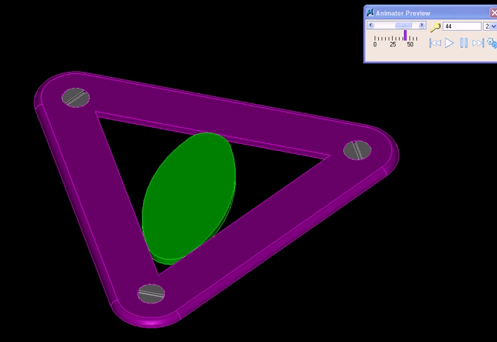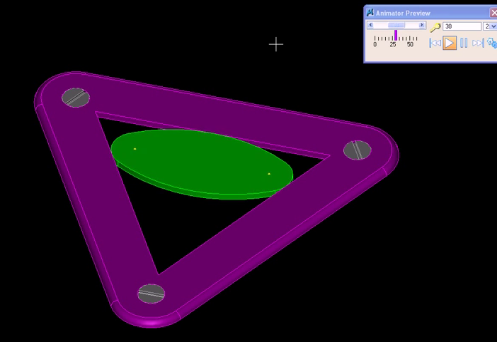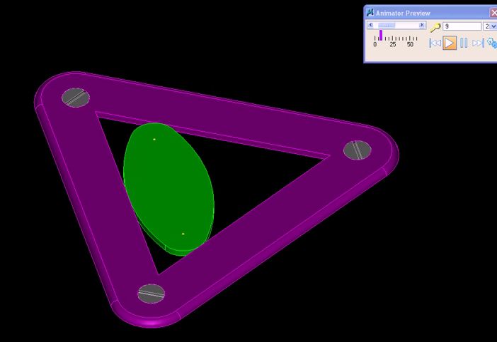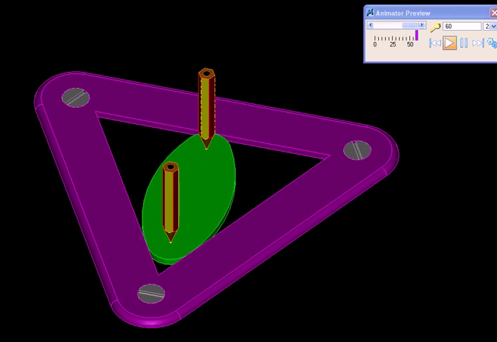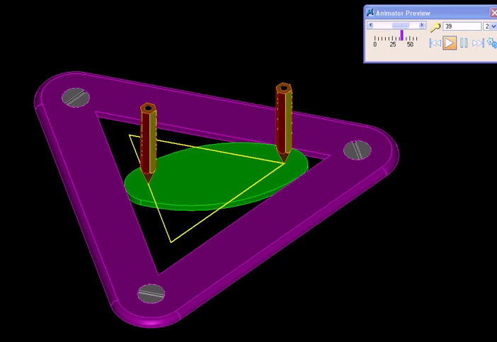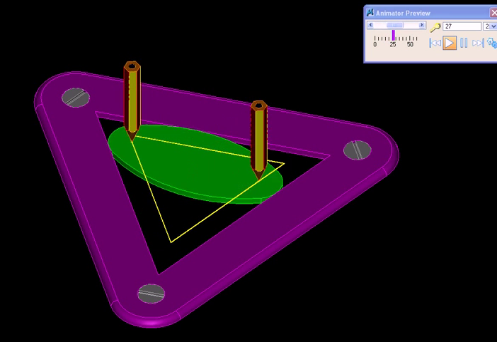Now we can add something to this. So let us add, say, two tracing points to this. So these two points, let us set it in motion again. And if you want, you can place a pencil at these tracing points. So we have two pencils here. And now finally, let us see what kind of path they trace. So this is the path.